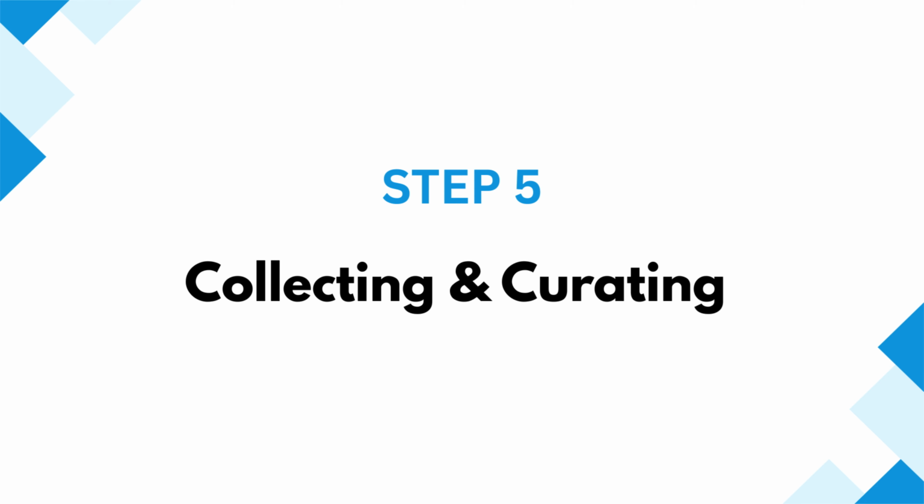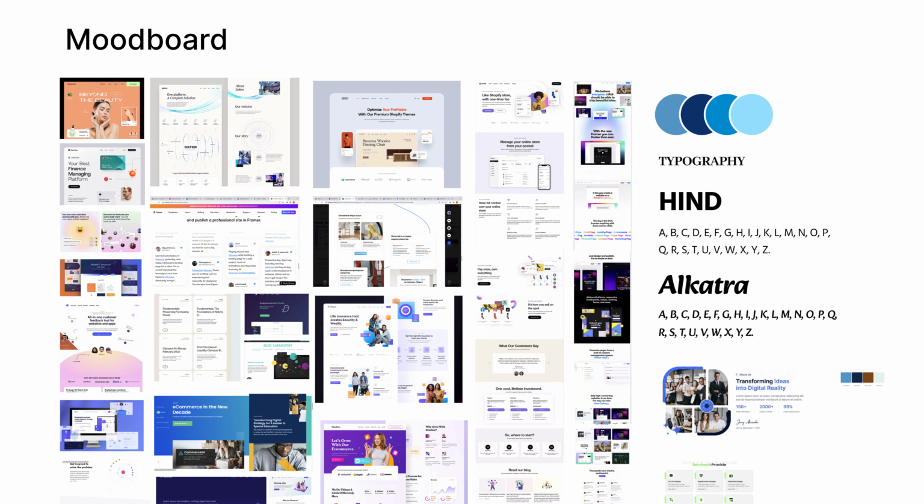Step 5. Collecting and curating. Now let's talk about the part where all the inspirations start coming together. Curation. Collecting ideas is easy. The real skill is filtering them and organizing them. For Fafadia Tech, we created a shared mood board using Figma. We pinned everything that matches our design direction. Color themes, UI layouts, shapes, and even a subtle micro interaction.